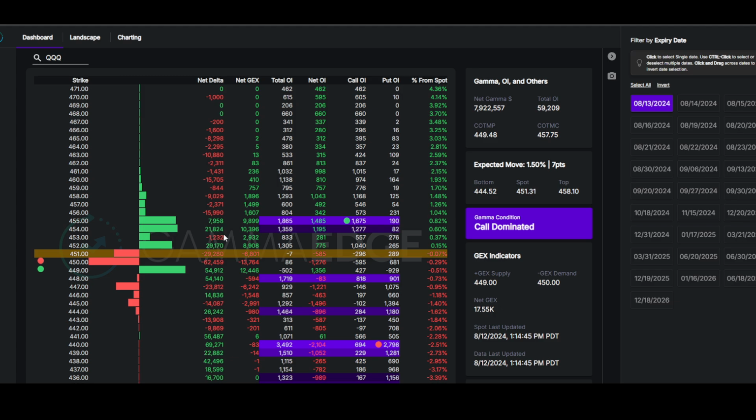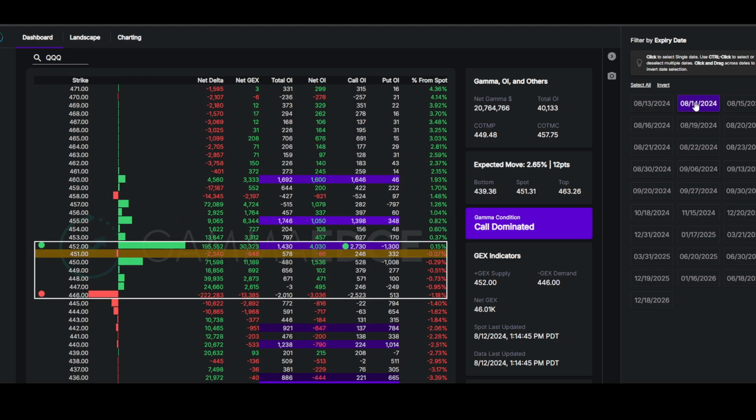A lot's going to ride on this PPI report for tomorrow, CPI on Wednesday. So we can also take a look at 452 being gamma high. Got a lot of positive delta built up for Wednesday. So it looks like the options market for QQQ is a little bit undecided for tomorrow. Looks like it could be positive moving into Wednesday.